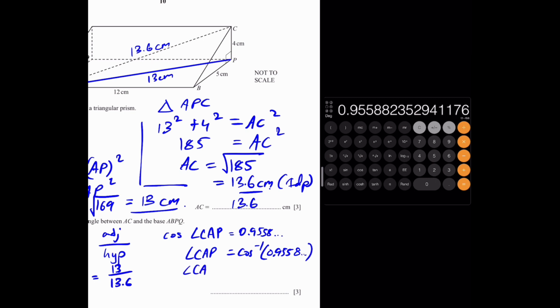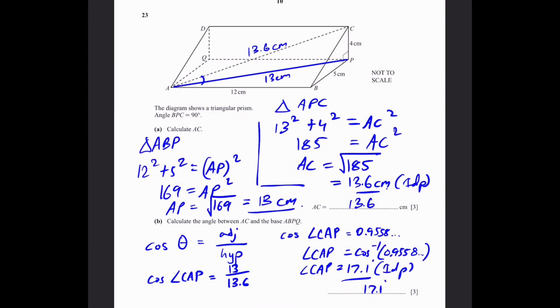That means it'll be equal to 17.1 degrees to 1 decimal place. That's the answer. Let's go to question 24.